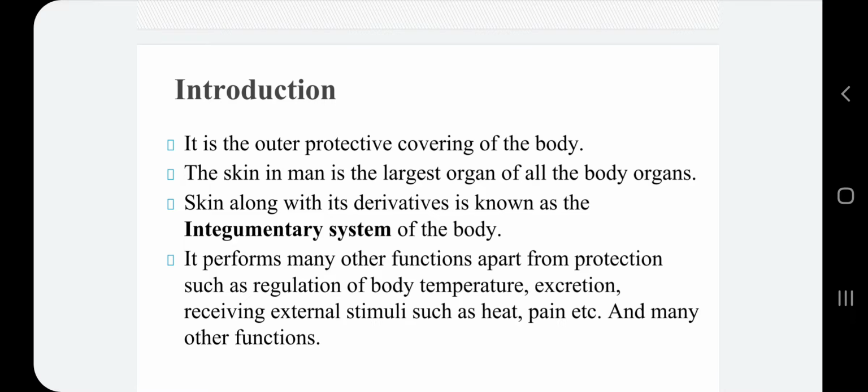Now skin performs many functions. As has been told, it is protective in nature, but apart from it, it regulates body temperature. It helps in excretion also. It helps in receiving external stimuli such as heat, cold, pain, etc. And many other functions of the body are performed through skin only. So now we will understand the parts of the skin.